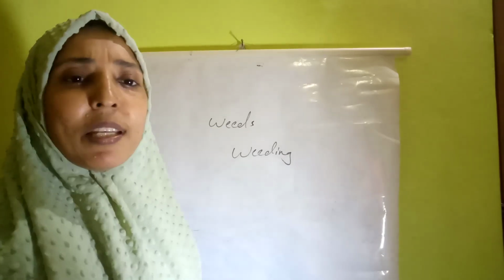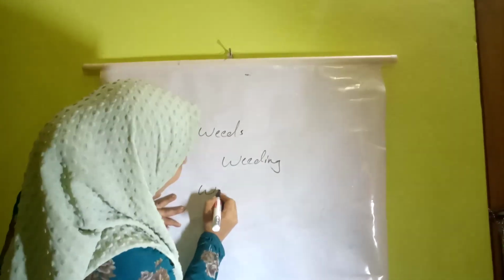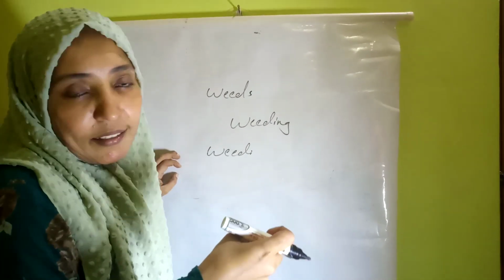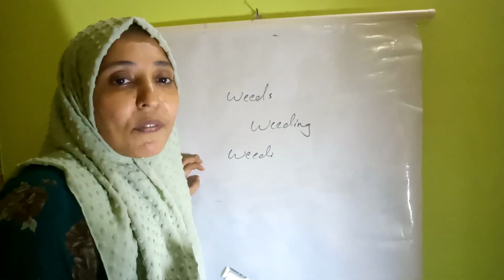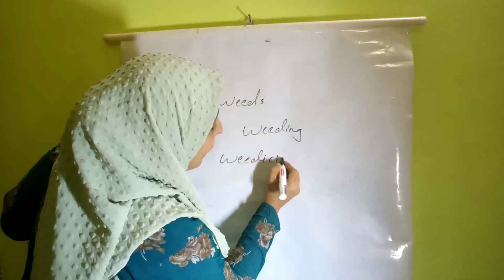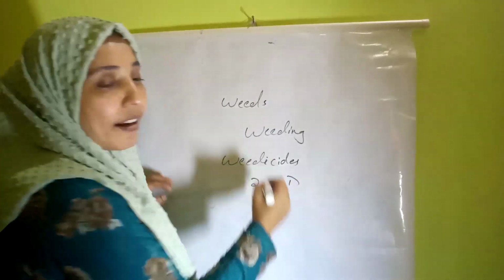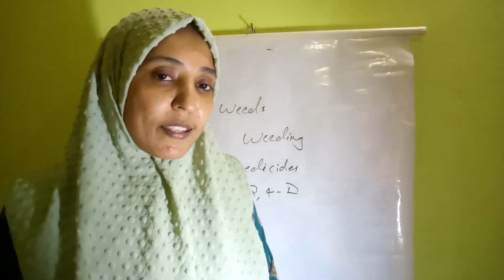Weeding can be done manually or by using chemicals such as weedicides. Manually we can do it by simple uprooting of the weeds. But in case of large scale cultivation, it's not possible to remove the weeds manually. At that time, the farmers use chemicals called weedicides. One of the examples is 2,4-D. Weedicides are the chemicals used to remove or destroy the weeds.